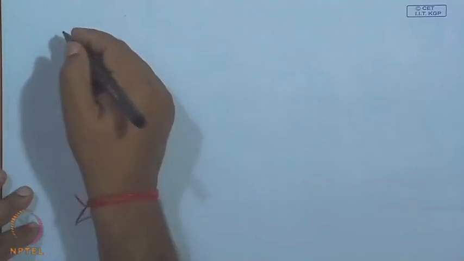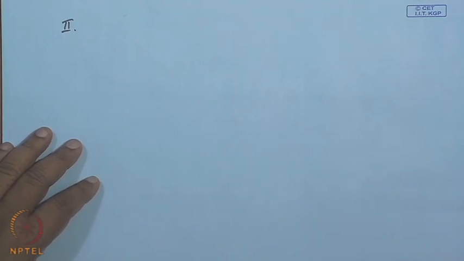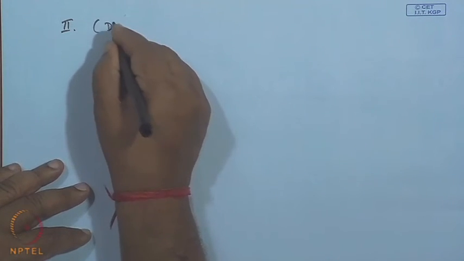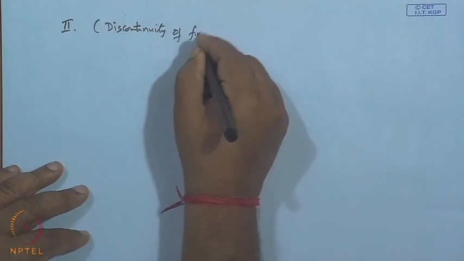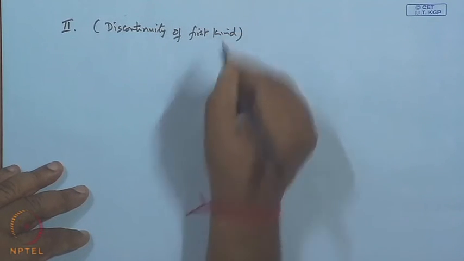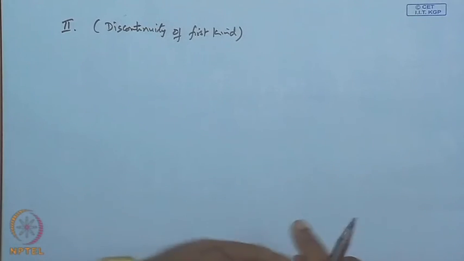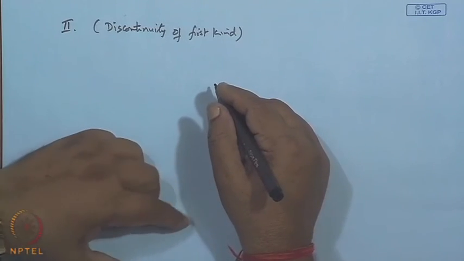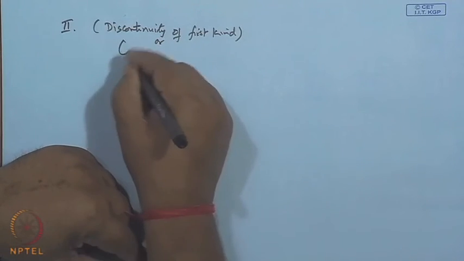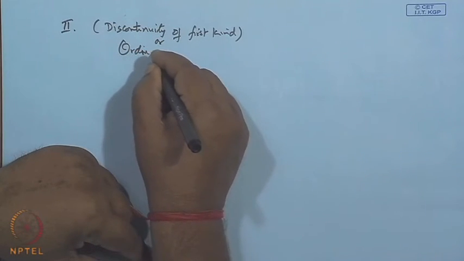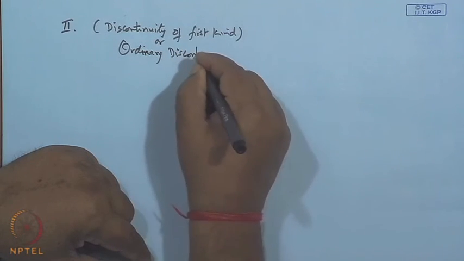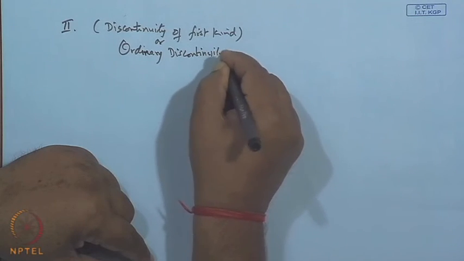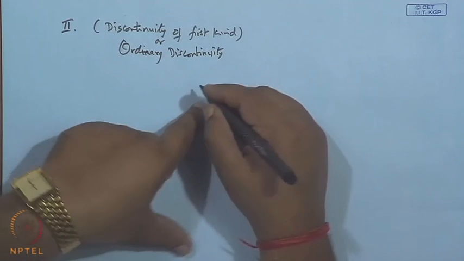The second type of discontinuity, we call it a discontinuity of the first kind, or sometimes we also call it an ordinary discontinuity at this point.